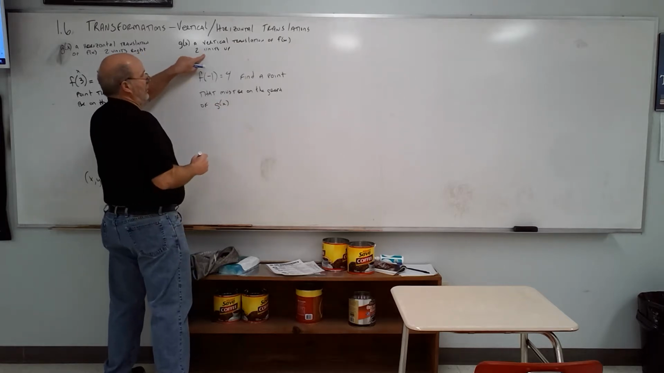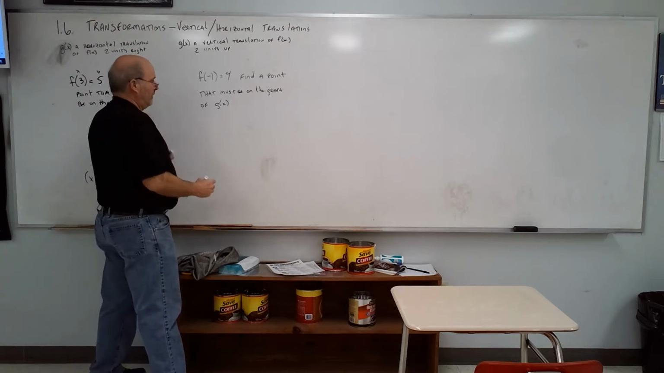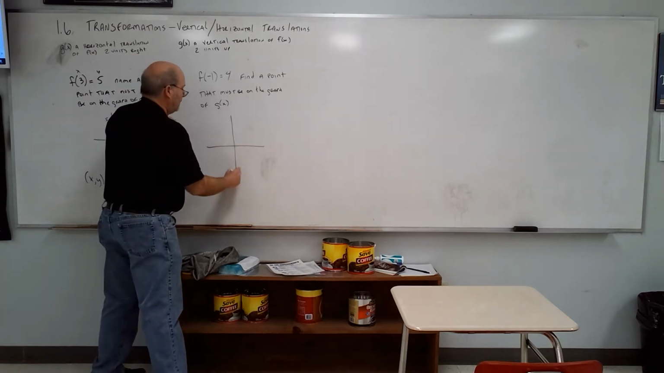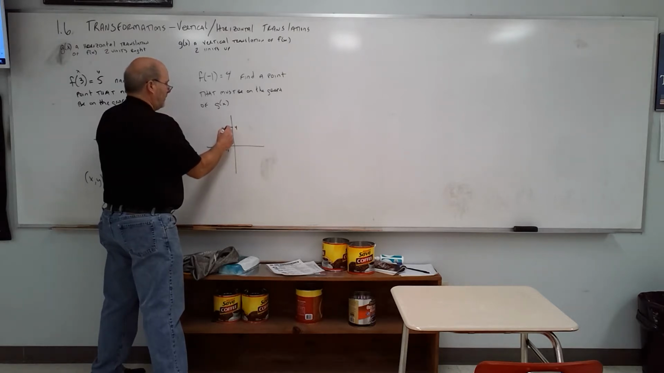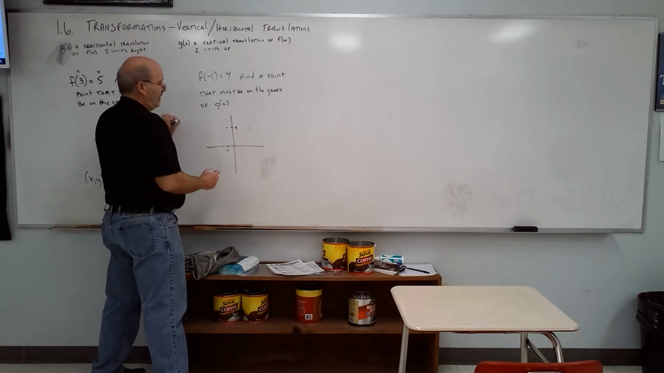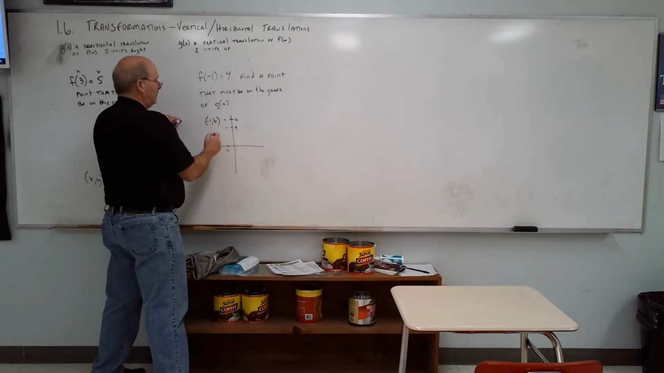For this translation, a vertical translation of f of x 2 units up to get g of x. If I look at this on the graph again, and I take the point (-1, 4) and I want to shift that 2 units up, then the x value is not going to change. This is going to become the point (-1, 6), since 2 units up from 4 is 6.